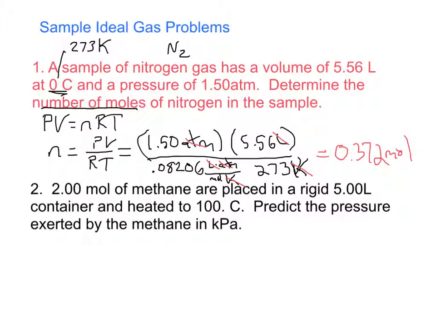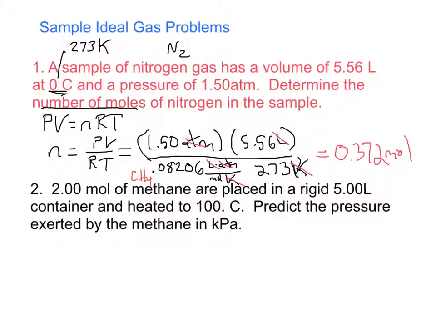Okay, second example. So this one is asking us to predict the pressure. Go ahead, Mr. Hunter. My voice is giving out. So this one's asking you to predict the pressure given the following conditions: you have 2 moles of methane, which is CH4, which not that matters for this question, in a rigid 5-liter container at 100 degrees Celsius, which of course would be 373 Kelvin.